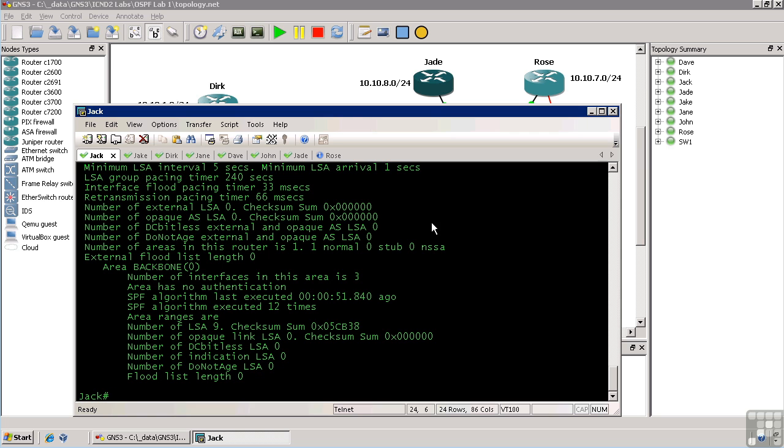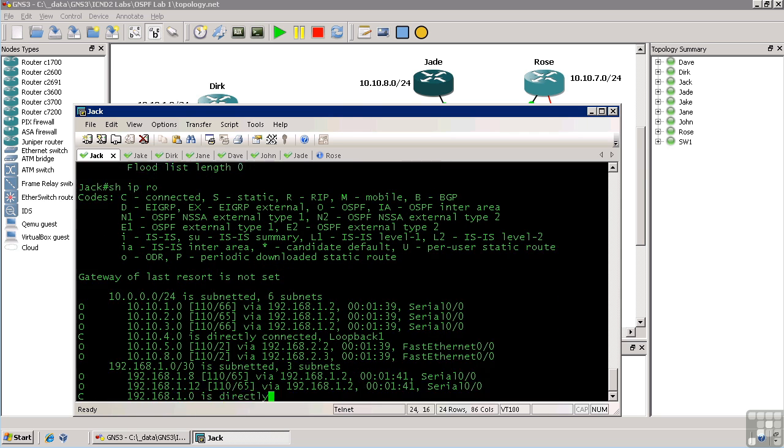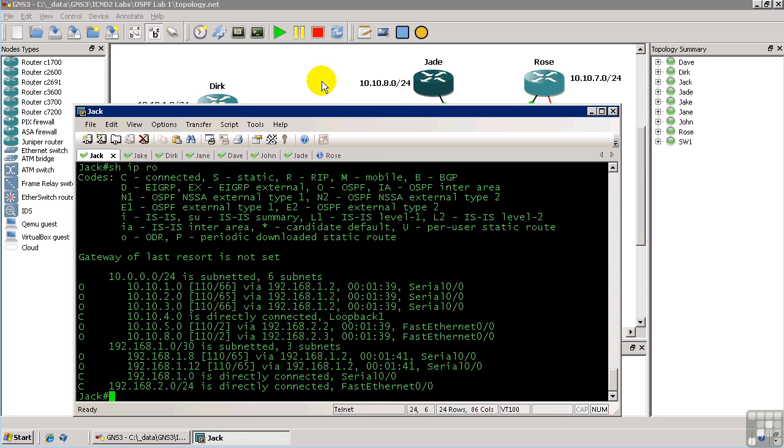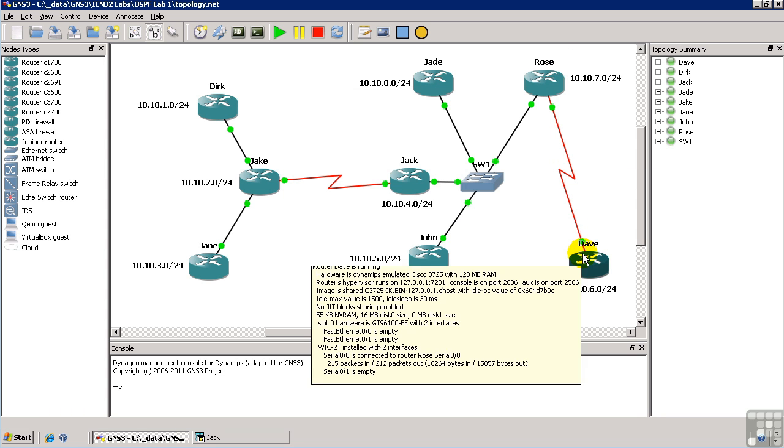So now let's examine the routing table. Show IP route. And we should have routes for all of these networks in here. So let's see. 10, 1, 2, 3, 4, 5, and 8. We're missing 6 and 7. Where are 6 and 7? 6 and 7's Rose and Dave. So we're not learning OSPF routes from Rose or Dave.